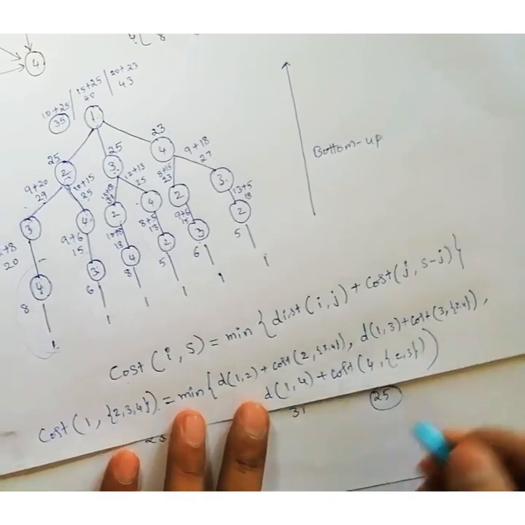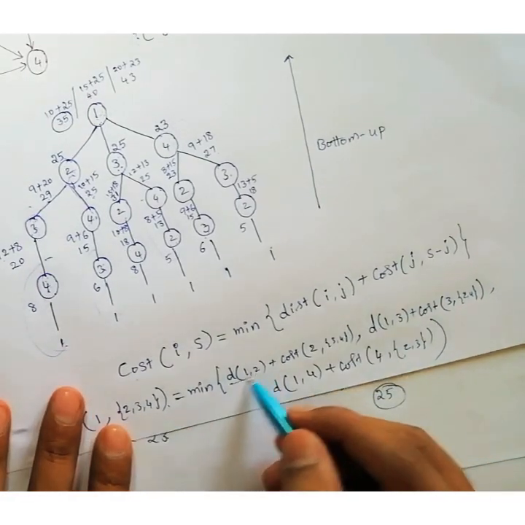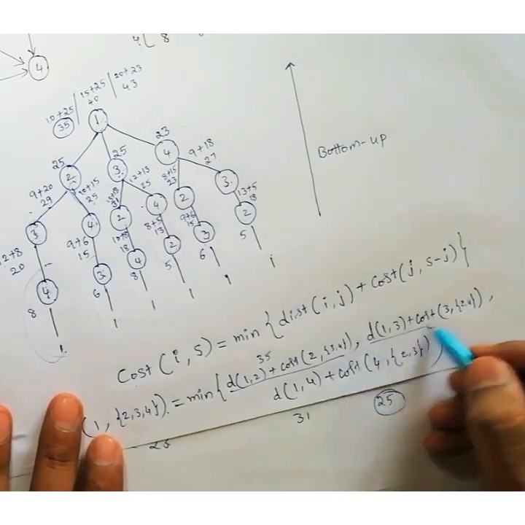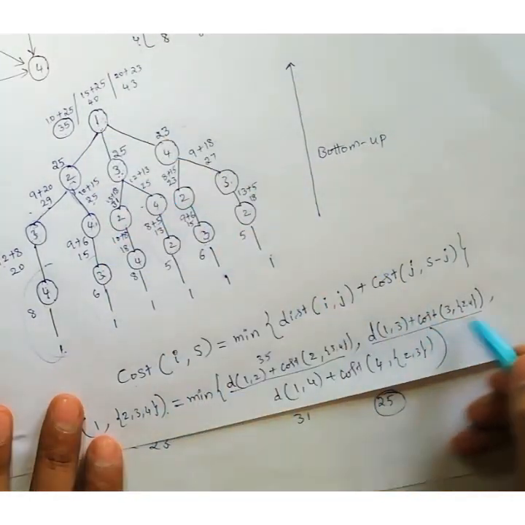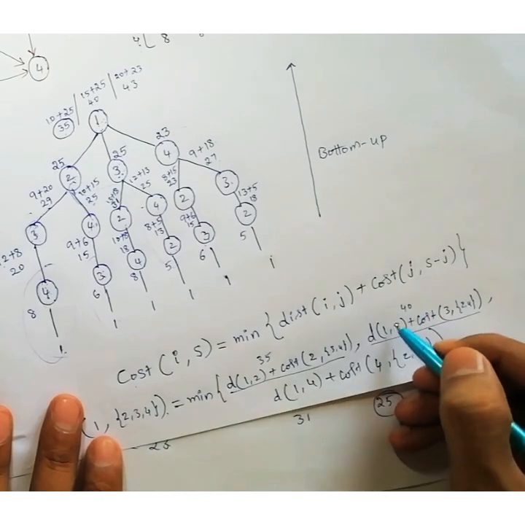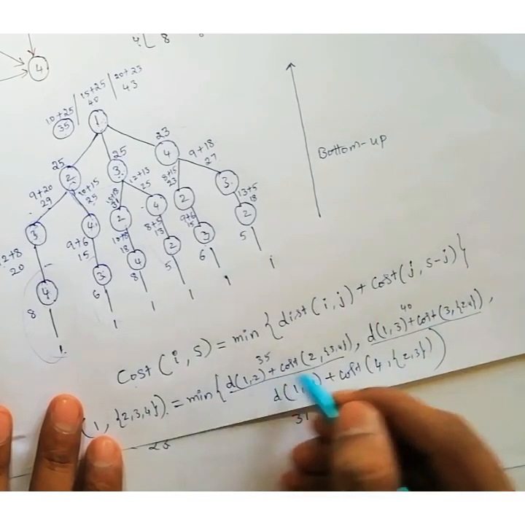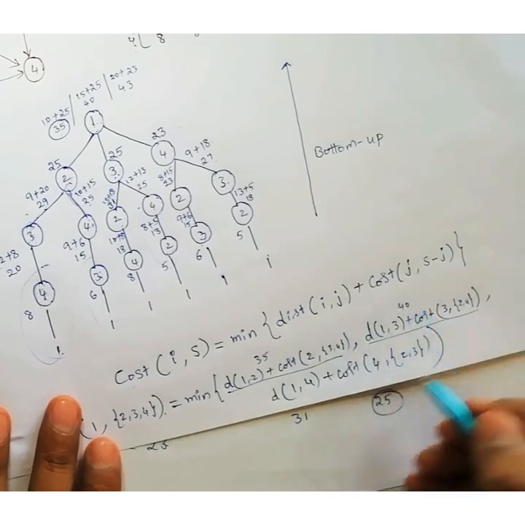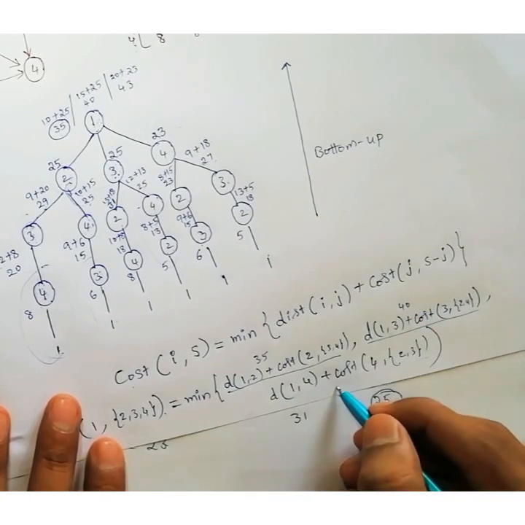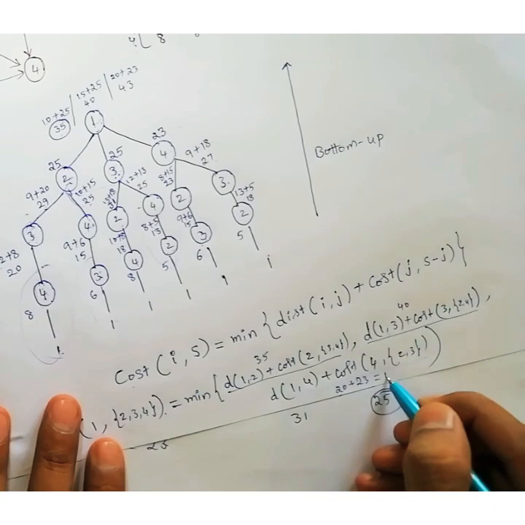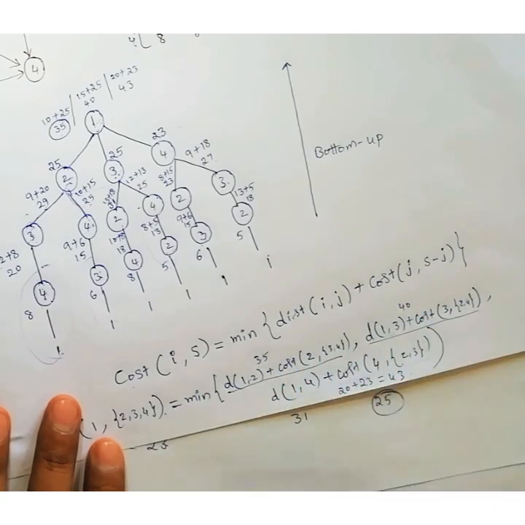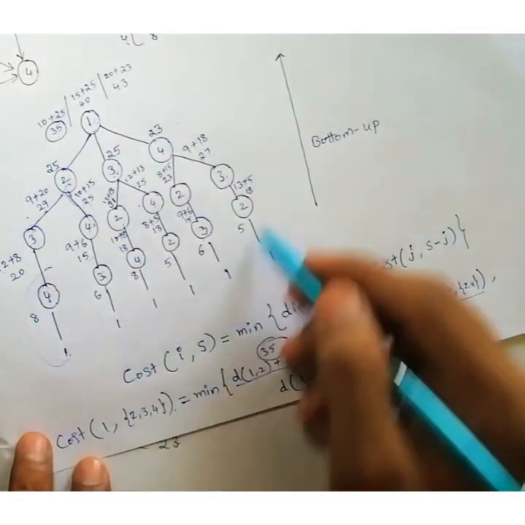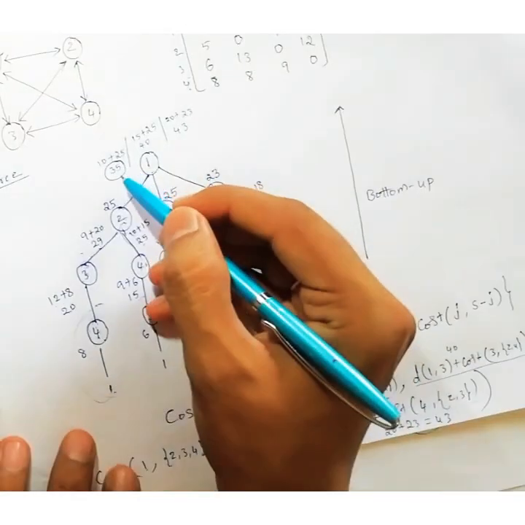That's it. So which one is the minimum here? So this total value is 35. This total value here we found already. This total value is 40. That is 15 plus 25. Here 10 plus 25 is 35. Next here 15 plus 25 is 40. And this one 20 plus 23, that is 43. 35, 40, 43. Which one is the minimum? 35. So what is the cost of 1 from all subsets? That is 35. That's it.